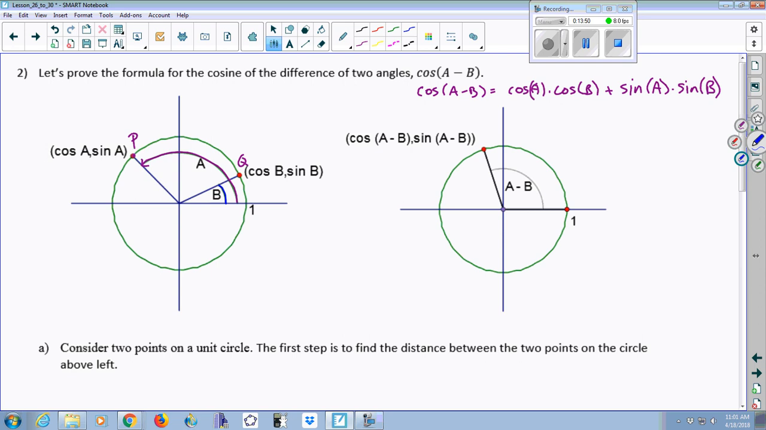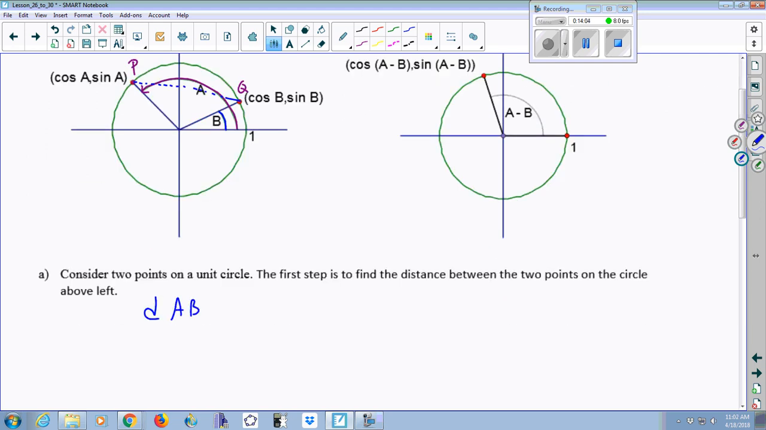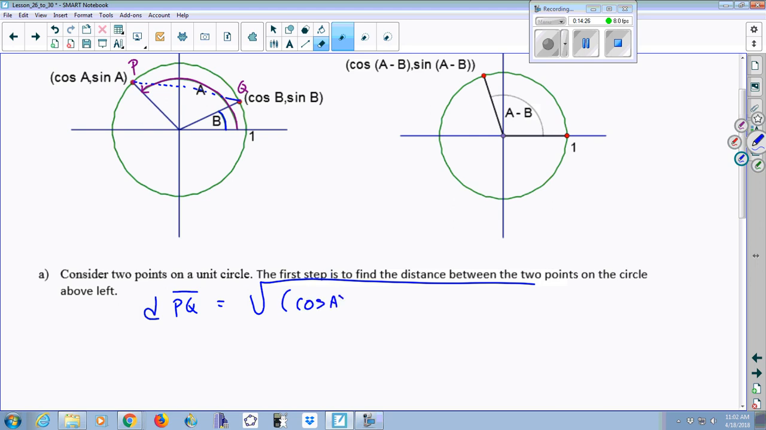All right. So what we now want to do is find the distance from P to Q. What's the distance of the line segment from P to Q? We have to use our distance formula. So that's the square root of the difference in our x coordinates squared plus the difference in our y coordinates squared. That's our distance formula. So we're going to have cosine of A take away cosine of B squared plus sine of A take away sine of B, whole thing squared.